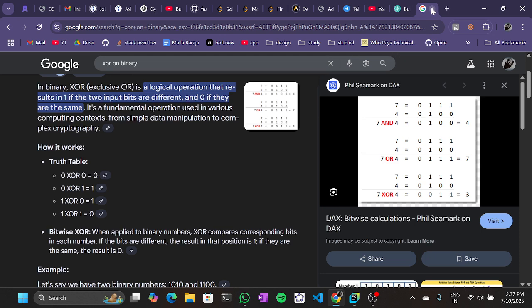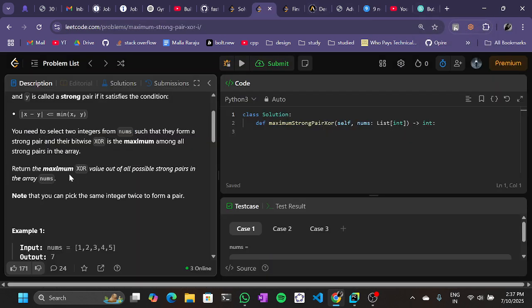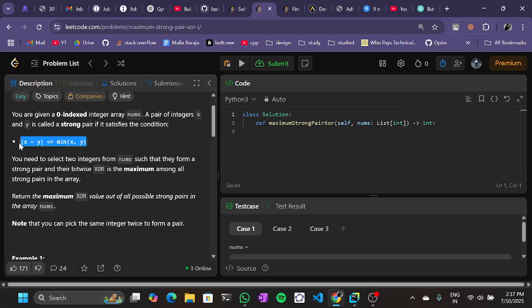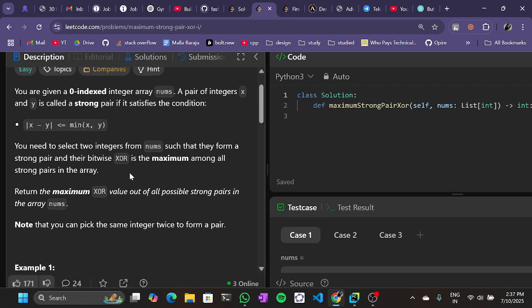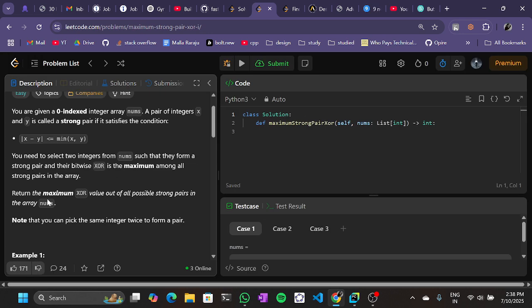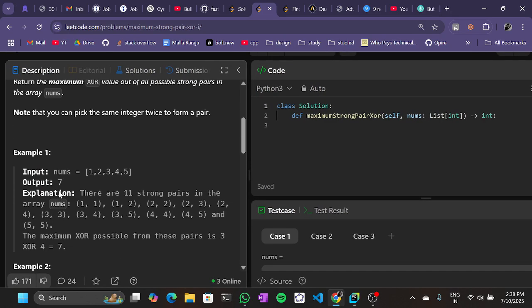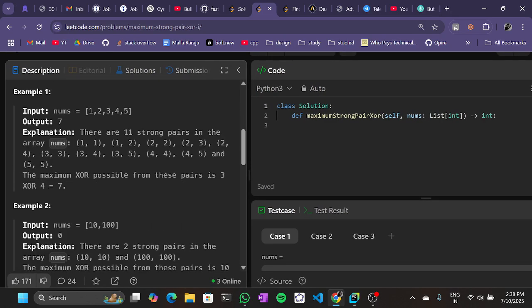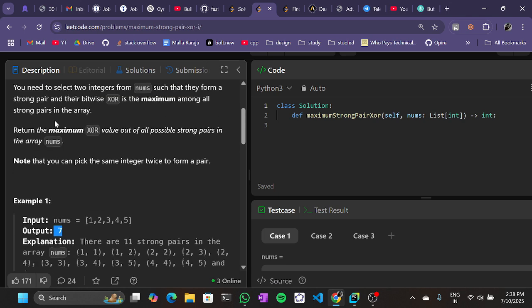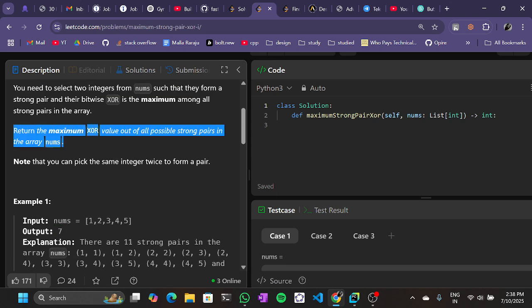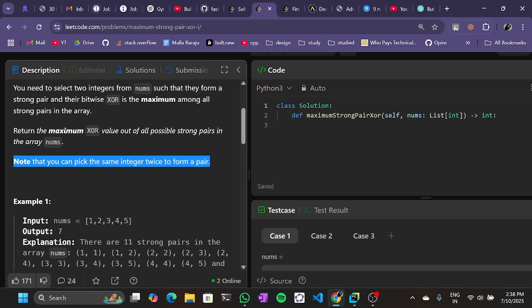We have to return the maximum XOR value out of all possible strong pairs in the array. You can pick the same integer twice to form a pair.